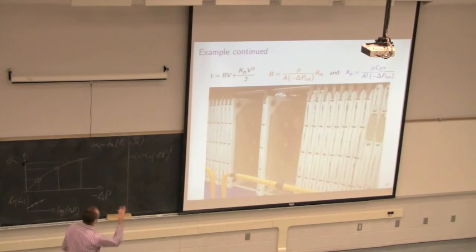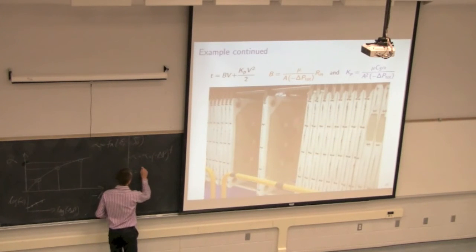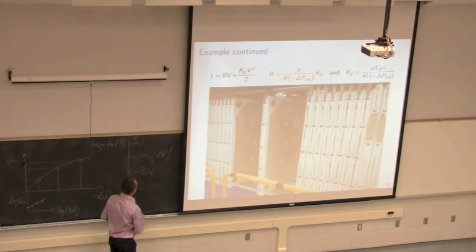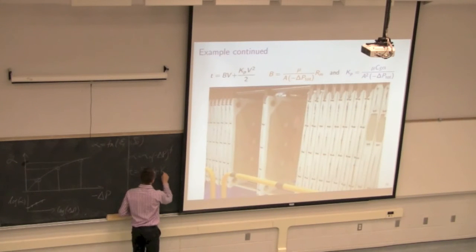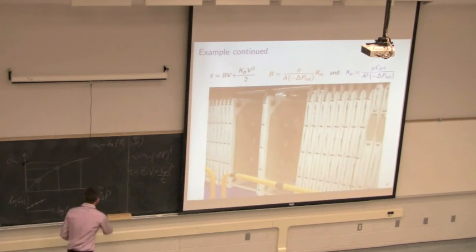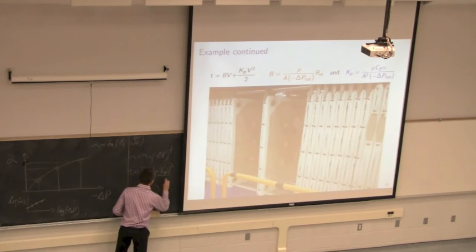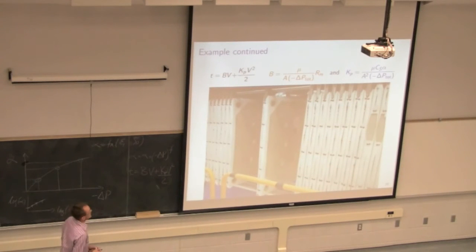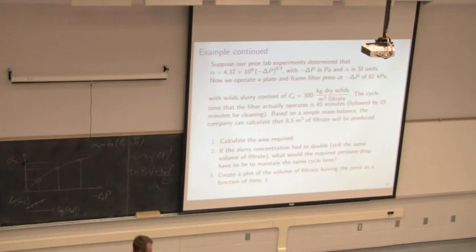So our base equation is this one over here. T is equal to this constant V, which is a function of the medium, plus this constant Kp, a function of the cake, times the volume squared divided by 2. That's our equation here. V is defined and Kp is defined as well. What I'd like you to do is for the next few minutes, consider this example. This is a continuation of the previous one. Okay, so the data we acquired from the previous example gets carried over here.